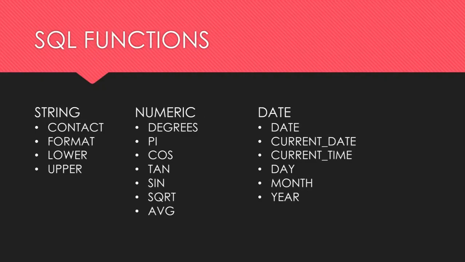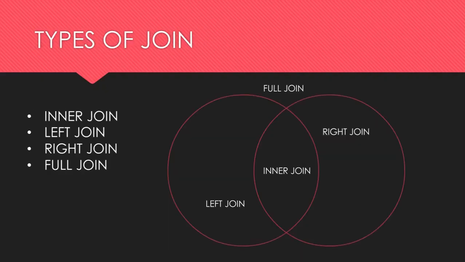SQL functions. There are 3 areas of functions, 1 being the strings, 2 being numeric, and 3 being date functions. String functions, like the concat function, puts 2 string values together, and the lower and upper functions just make the letters either uppercase or lowercase. The numeric functions, like degrees or sqrt for square root or avg for average, give you the numeric values. For the date functions, it's pretty straightforward, where current date will get you the current date and current time will get you the current time. Really simple.